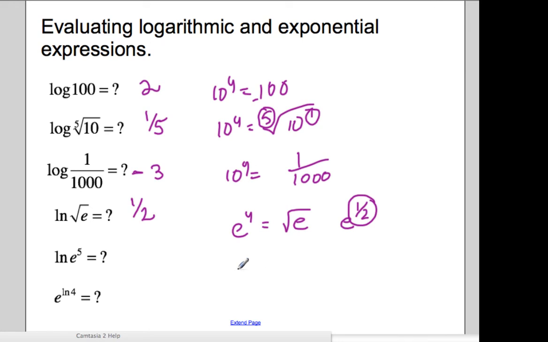This next one is the one that trips a lot of people up for some reason. So if you just write it like this, e raised to what power equals e to the 5th, you can pretty easily see that it's going to be 5. The answer is in the question. And e raised to the natural log of 4 is 4.